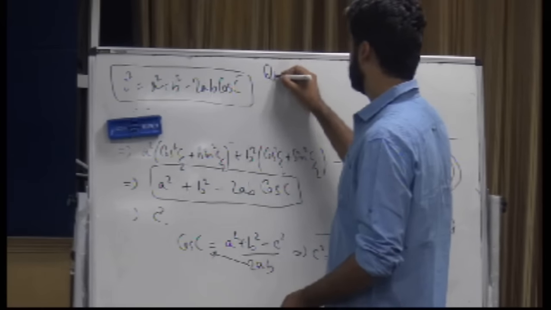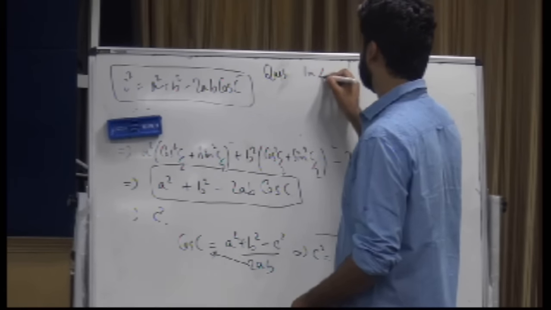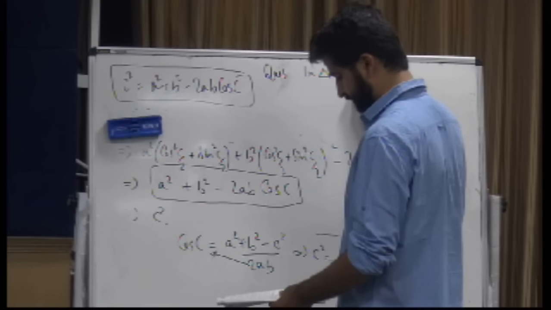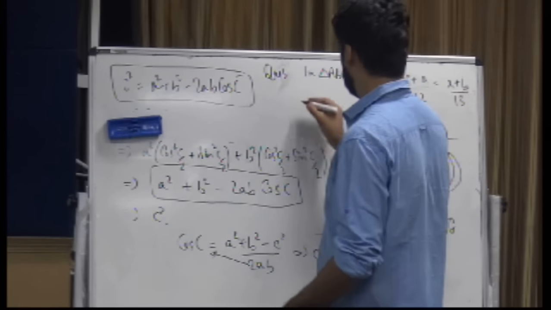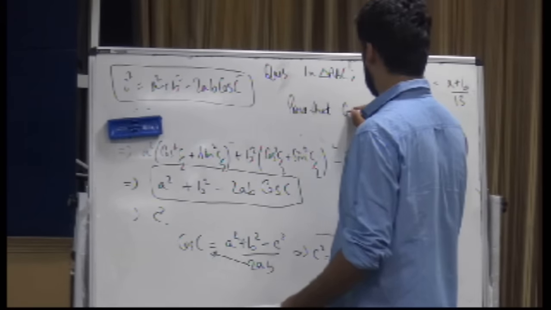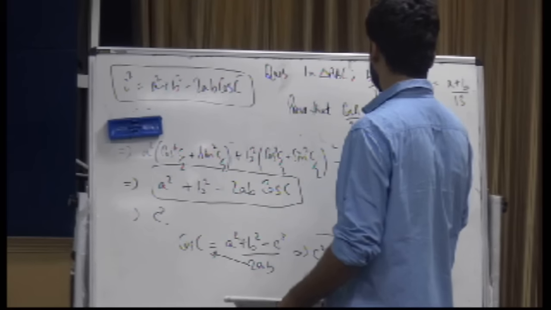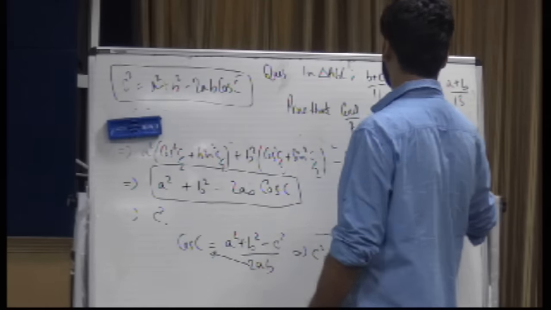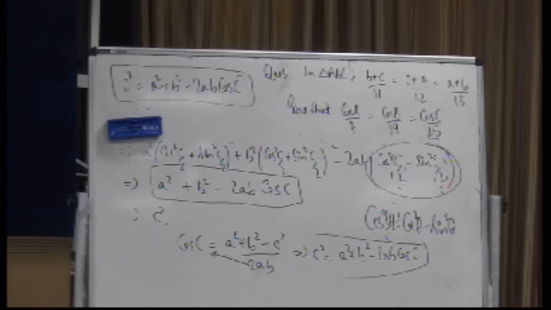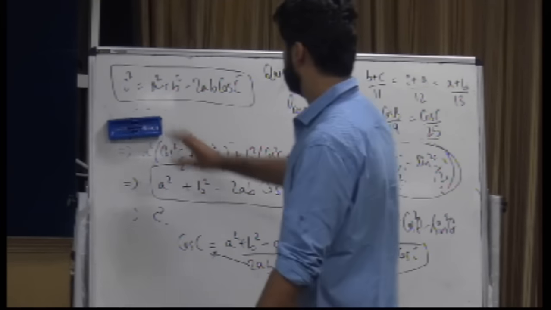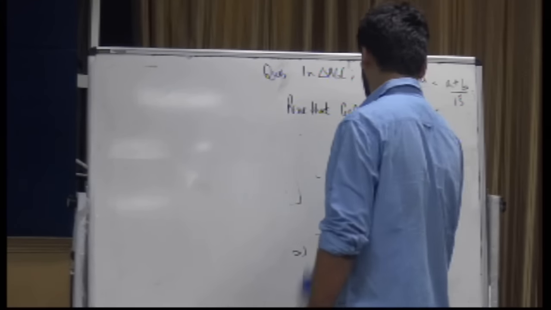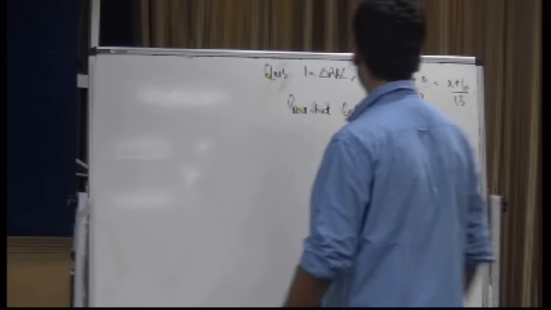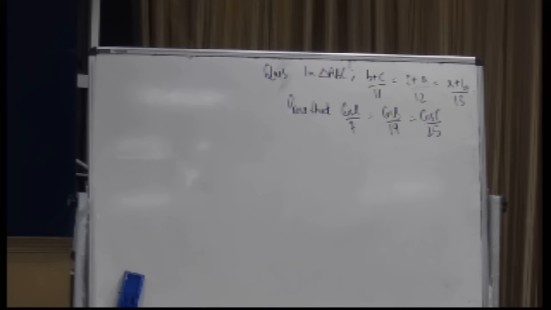This question is, in triangle ABC, (b plus c) upon 11, (c plus a) upon 12, (a plus b) upon 13. Prove that cos a upon 7, cos b upon 19, cos c upon 25. Identity.